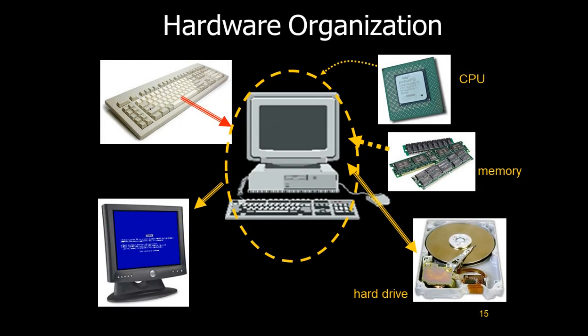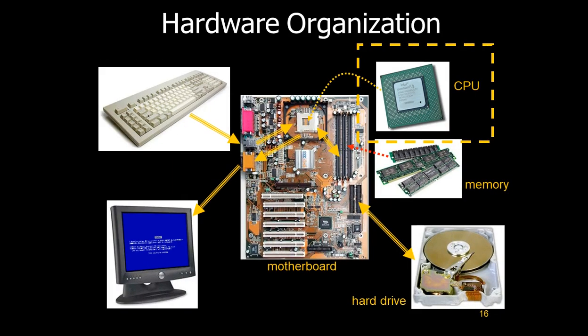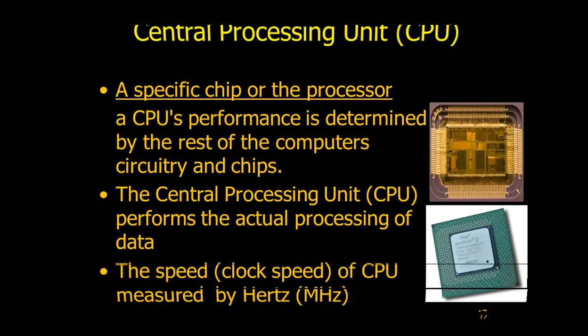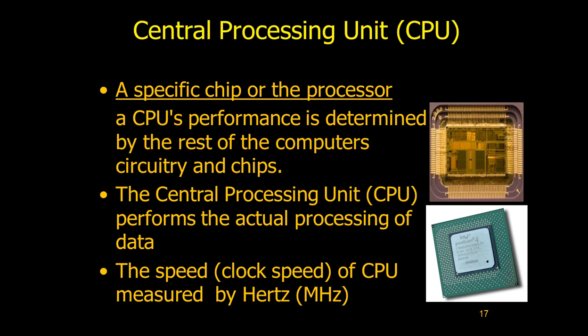Alright, hardware organization. Let's look at the CPU. The central processing unit is a specific chip, or the processor. As you see here, it's a small processor, and the central processing unit is found inside the system cabinet. A CPU's performance is determined by the rest of the computer's circuitry and chips.